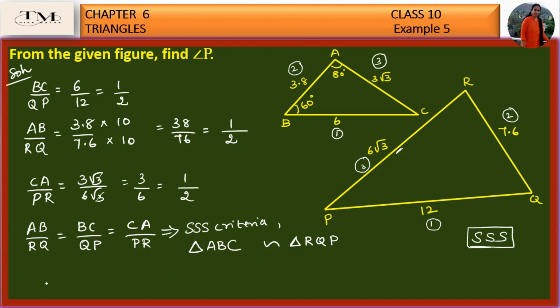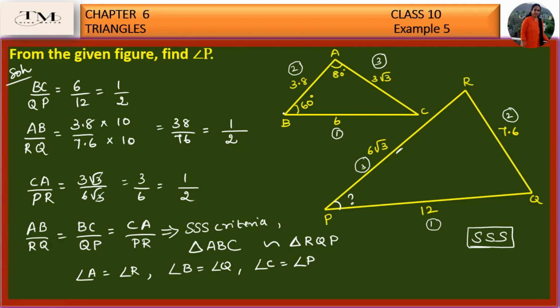If this is so, what happens? Their corresponding angles will be equal. What are the corresponding angles? Angle A will be equal to angle R. Angle B will be equal to angle Q. Angle C will be equal to angle P. Which one do we have to find? We have to find angle P. This angle is the question mark, so it is equivalent to angle C.